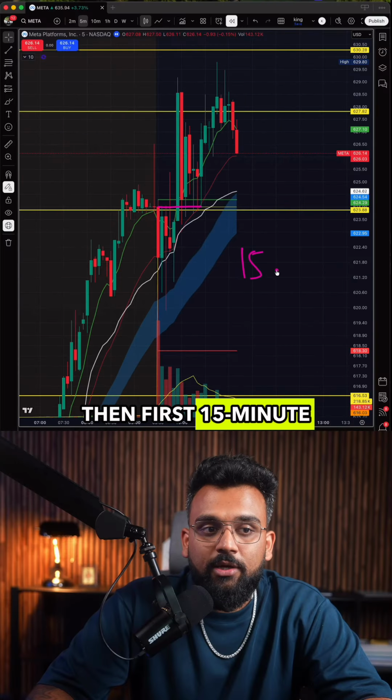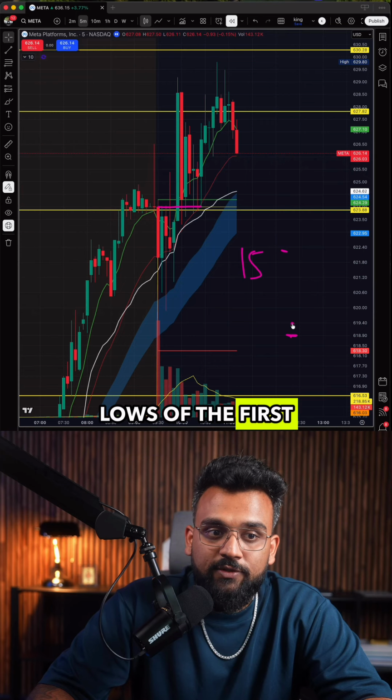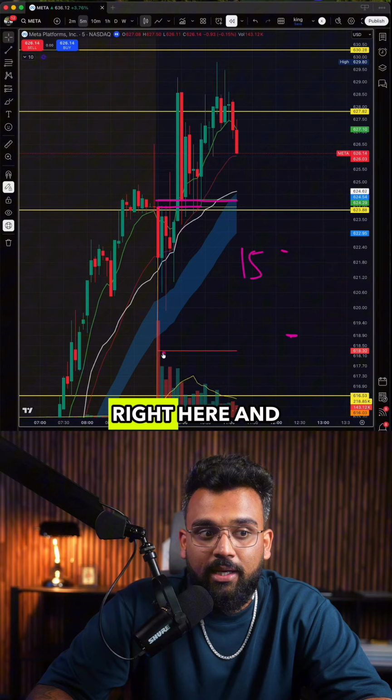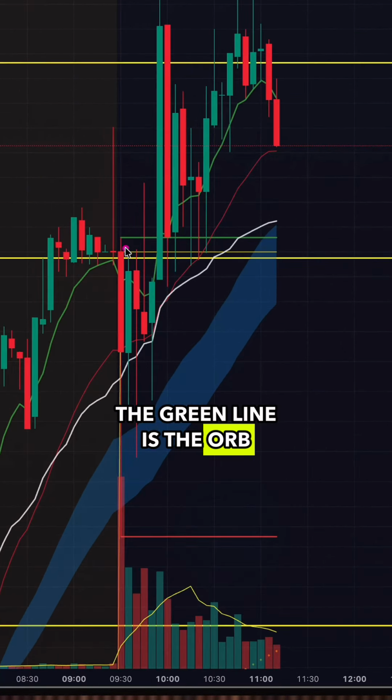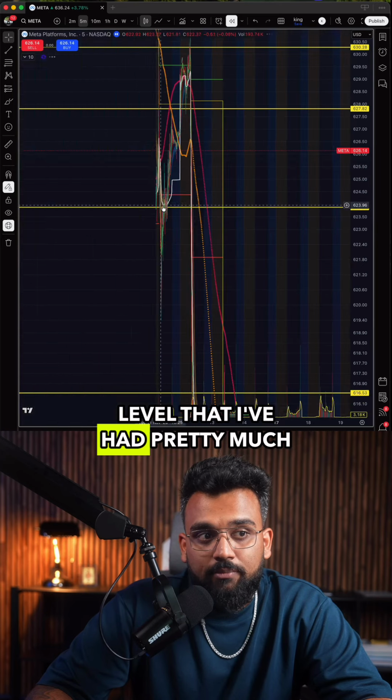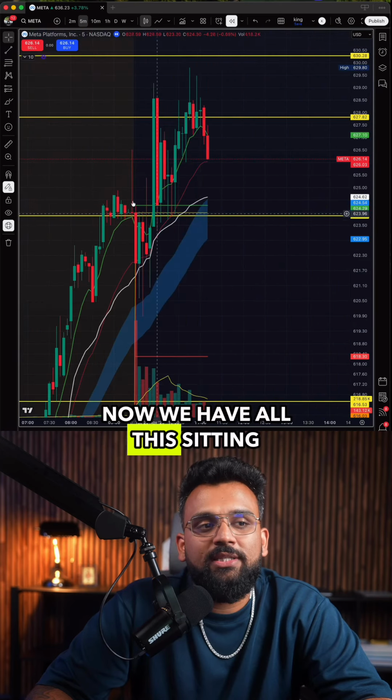Then the first 15-minute range, that means the highs and the lows of the first 15 minutes of the market, is called ORB. We have the highest point of the ORB right here and the lowest point right here. The green line is the ORB, the yellow line is the open price, and this yellow line is the hourly level that I've had pretty much coming from the past. Now we have all this sitting at one price point.